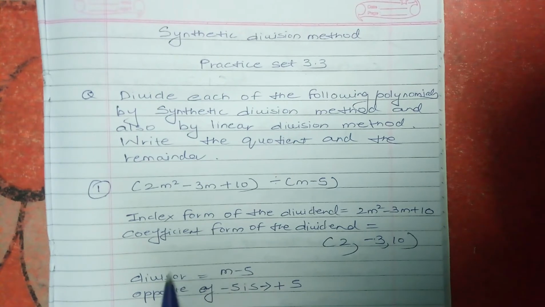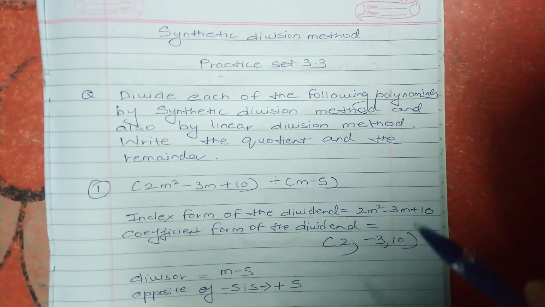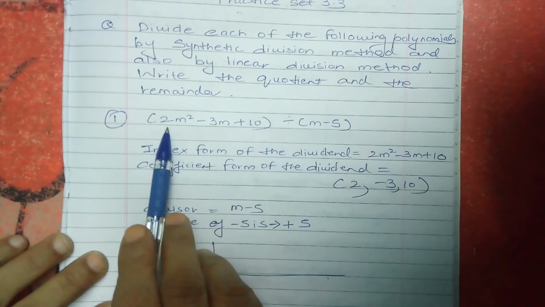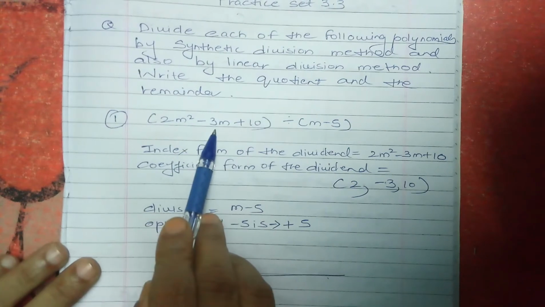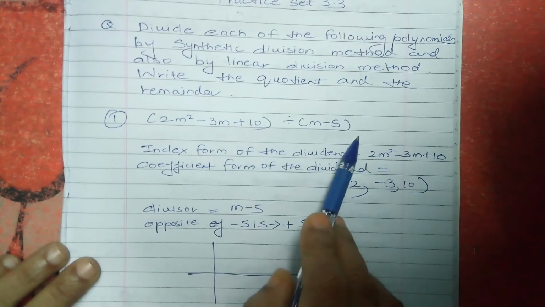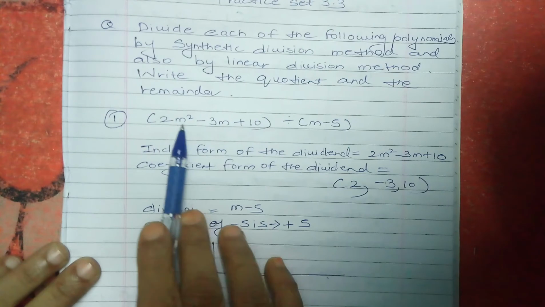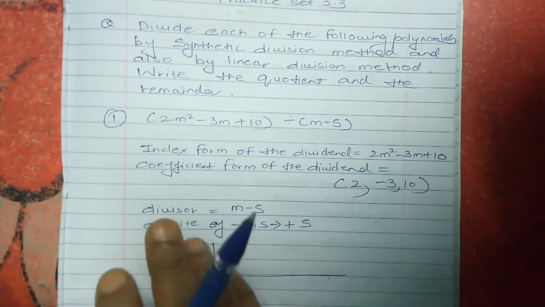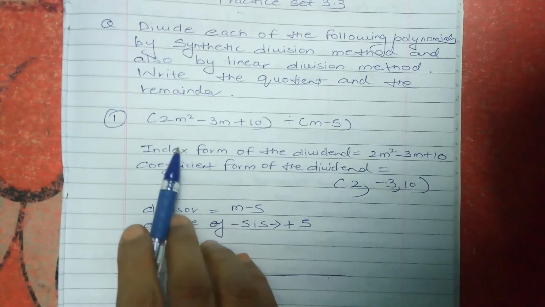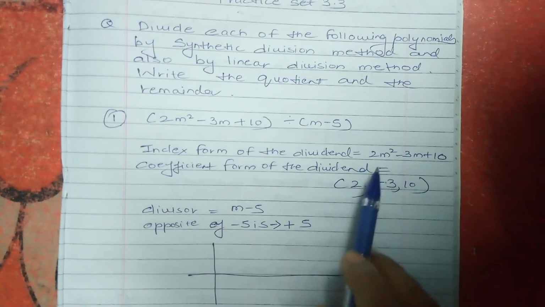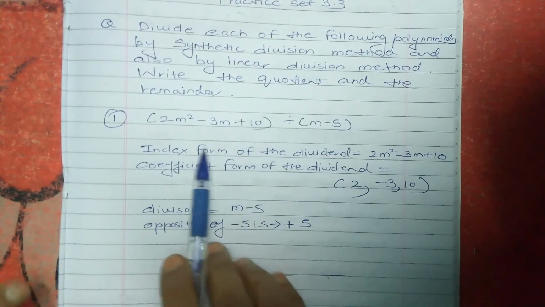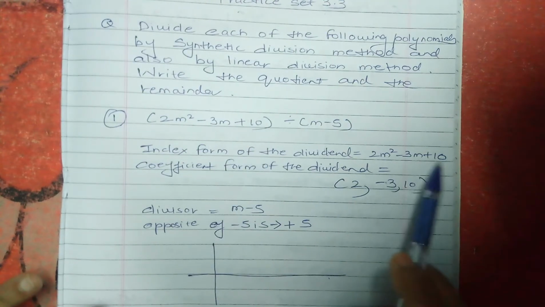See here, it is a very simple method. You just have to follow certain steps. So what are those steps? Let us see. This is the dividend. What is the question? 2m square minus 3m plus 10 divided by m minus 5. Here the variable is m. First you have to check whether the dividend is given in index form or not. It is given in index form, still I have written m to the power. So it is already in index form: 2m square minus 3m plus 10.